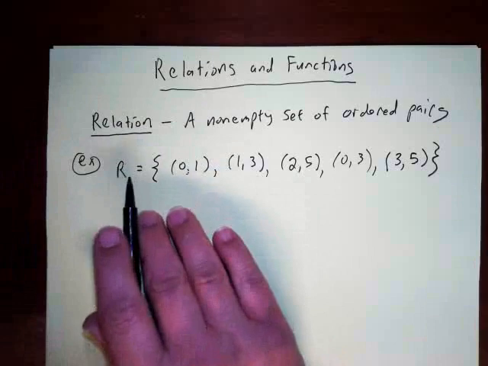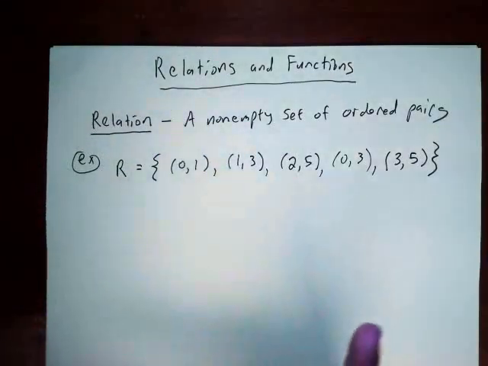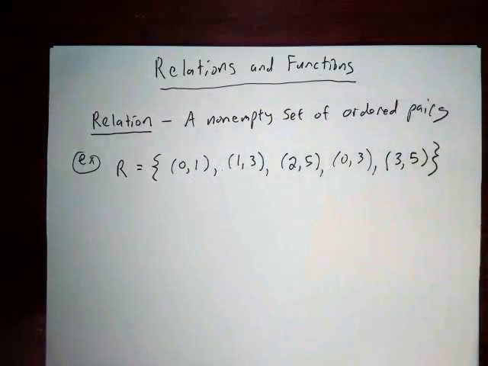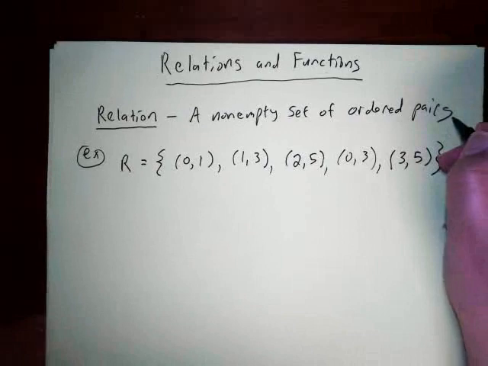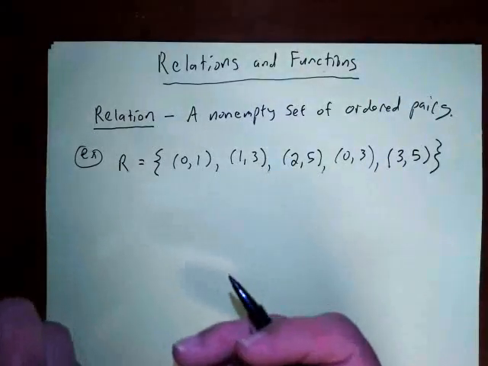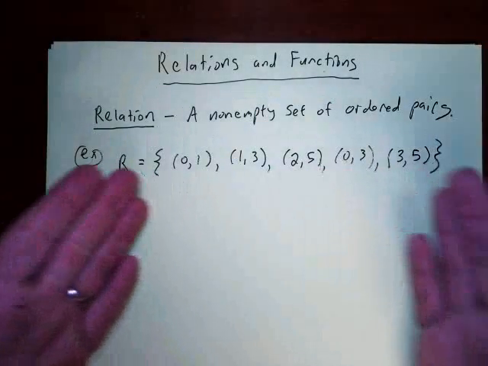A relation here, and this definition seems a little weird at first, but the technical definition is that it's a non-empty set of ordered pairs. And that just seems kind of strange. But the idea here is a relation is actually relating two things together. Okay, so here's an example.